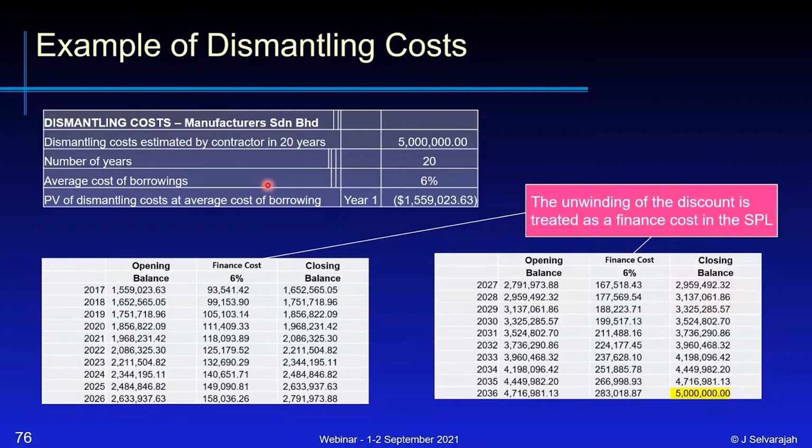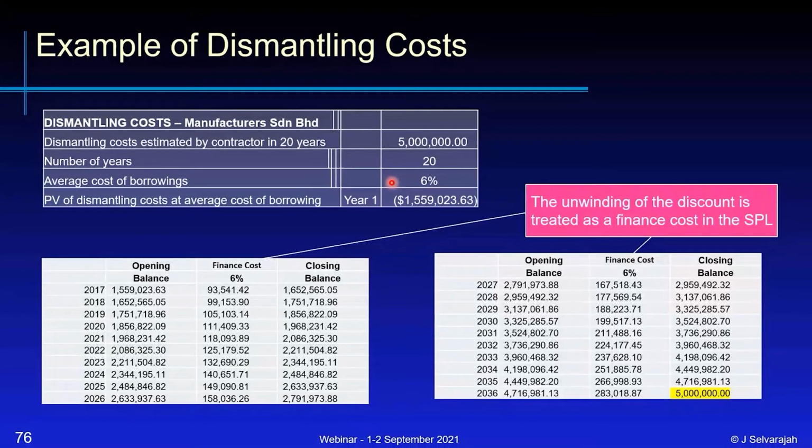Let's say, just for the purpose of argument, your bank overdraft is 5.5%, your term loan is 6%, and your revolving credit is 6.5%. Which interest can we use to do discounting? If you take 5.5 and 6.5, there's a 1% difference. It could be significant. So what the standard tells us to do is this.